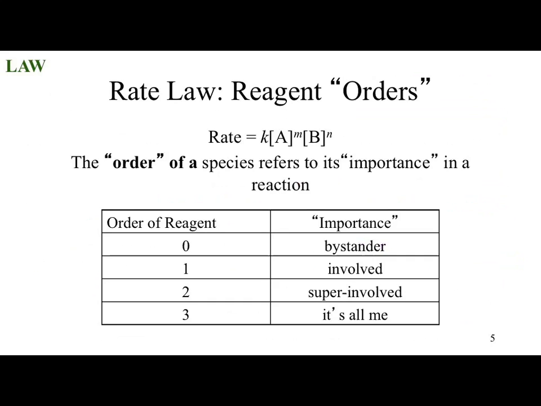So in this case, if I said M was 0, okay, that would be the order for that particular reagent. What does that end up meaning to us? Well, as far as the reaction goes, that reagent had no effect on the rate, which means as far as our reaction goes, that reagent is ultimately a bystander. Okay? It has no impact on our rate. We aren't concerned about its concentration whatsoever. It does not affect our overall reaction. What happens if it's a 1?